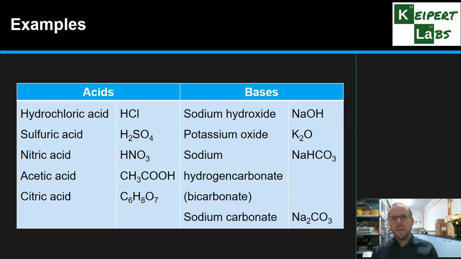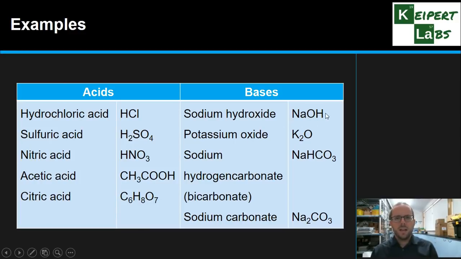Some examples of acids we might encounter: hydrochloric acid, HCl, H2SO4, sulfuric acid, and nitric acid. These are three really common lab acids that we would be using or encountering. And then we've got some others from everyday life. Acetic acid, which has this formula, is the main component of vinegar. And citric acid gives the sour taste to citrus fruit like lemons and limes. Its structure is more complicated than this, but that's the simple formula.